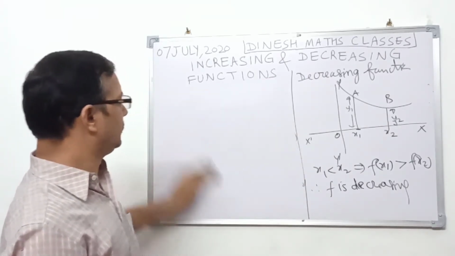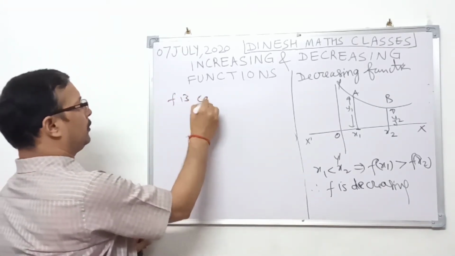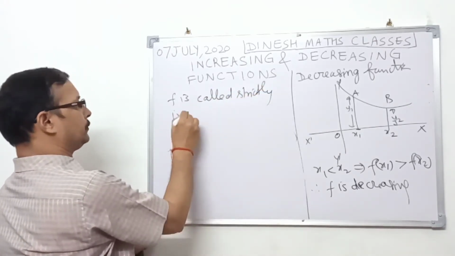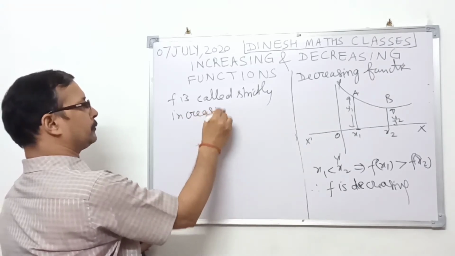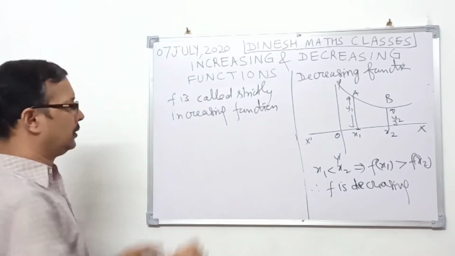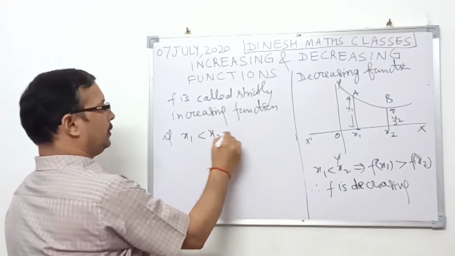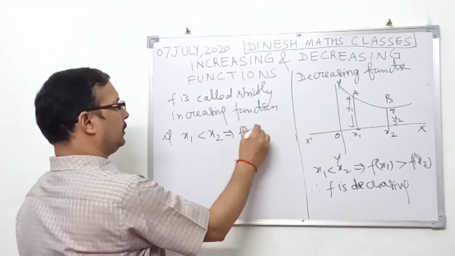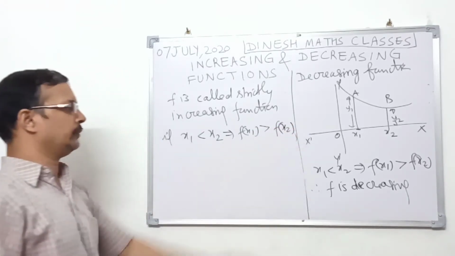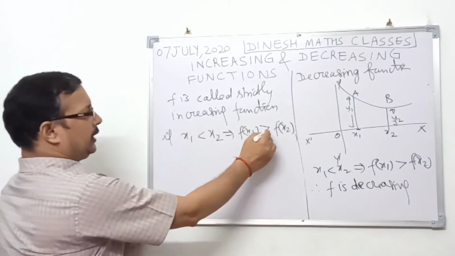One is the condition that an increasing function f is called a strictly increasing function. F is called a strictly increasing function if x1 less than x2 implies f(x1) is less than f(x2). This is the increasing function as it was defined just before, but here there could be an equal sign also.